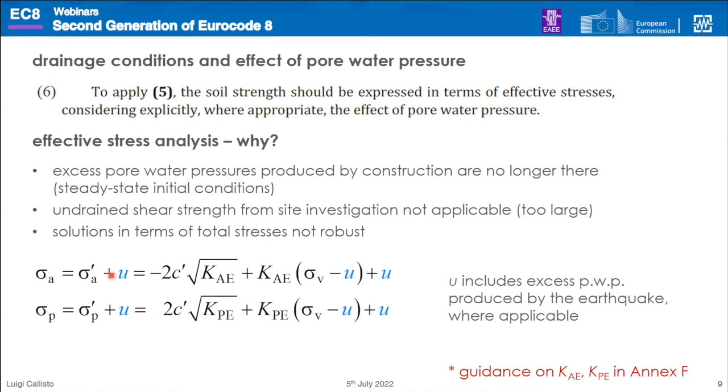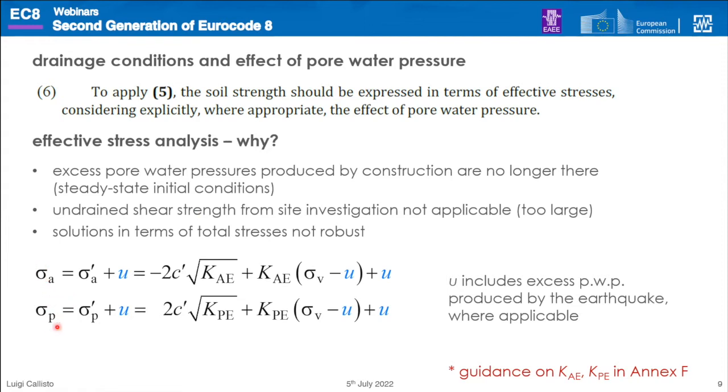And therefore, the structure itself will be initially in a drained state with an effective stress state which is very different from the initial one. Usually, effective stresses will have reduced, and therefore the undrained strength obtained from site investigation will no longer be applicable. In fact, it will be too large. And there is also another reason, which is that the solutions for the active and passive pressure expressed in total stress, including the inertial forces, do exist, but there are not many of them, and they are not particularly robust, and they are quite difficult to implement in many practical cases.